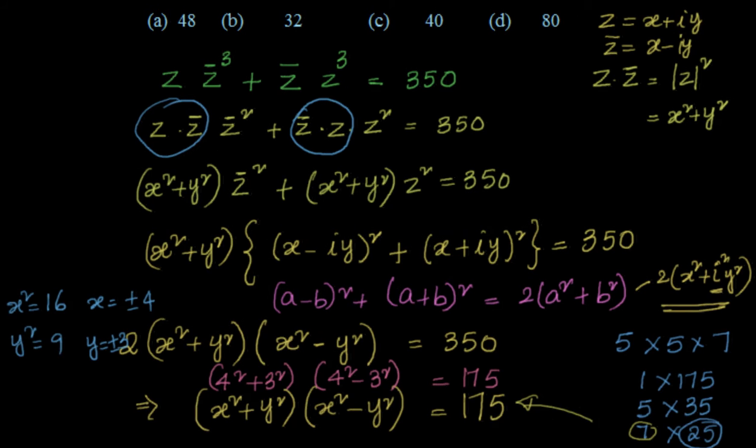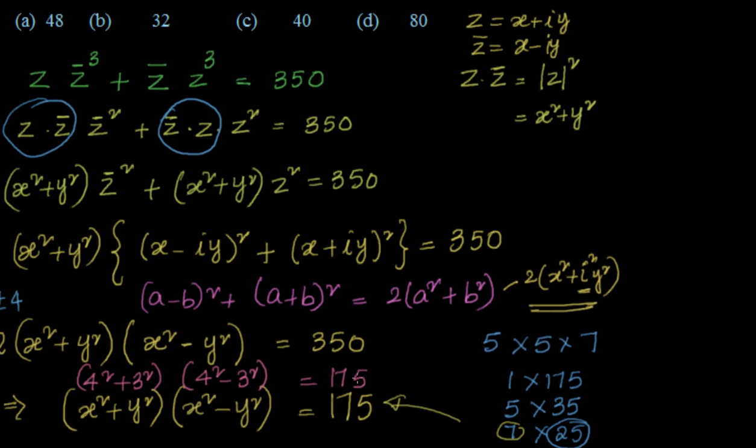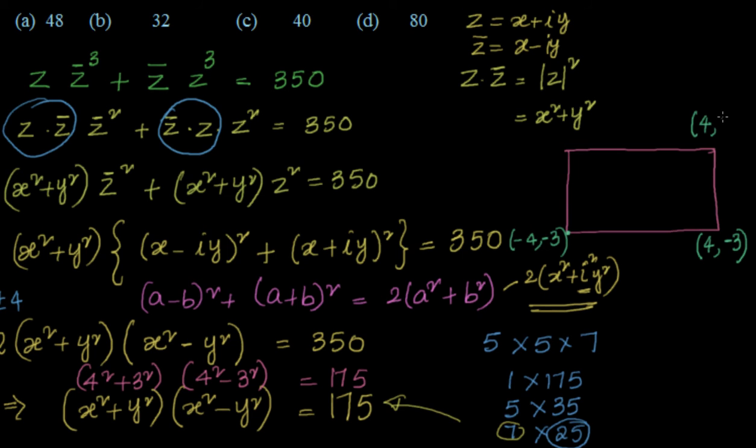So now let's look at how our rectangle will be. Our rectangle will be like this. So I have here minus 4, minus 3. I'm in third quadrant now. Then I go to 4, comma, minus 3. I'm in fourth quadrant. In first quadrant it is 4, comma 3, and in second quadrant it is minus 4, comma 3. Now this is our rectangle with vertices.